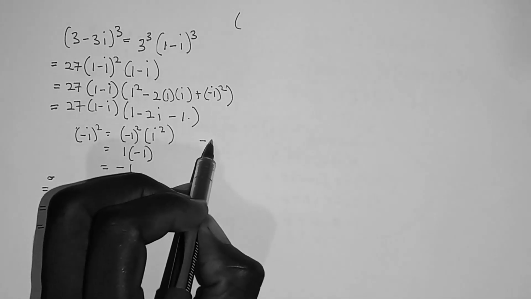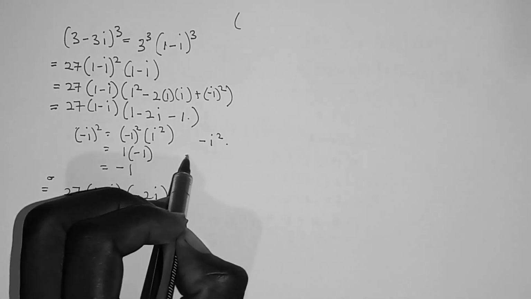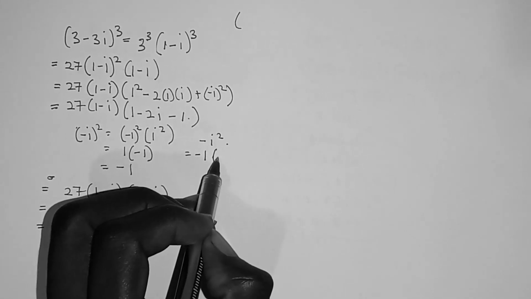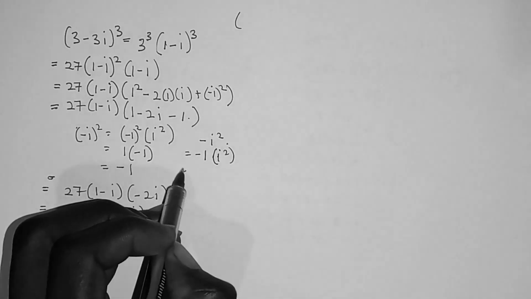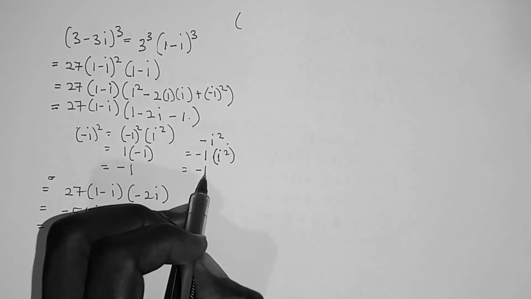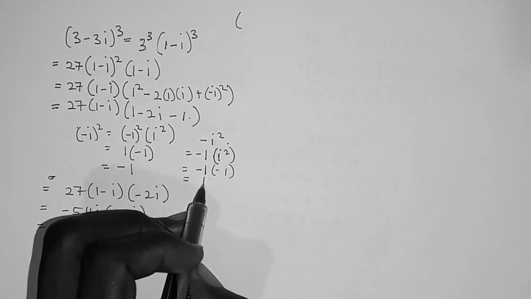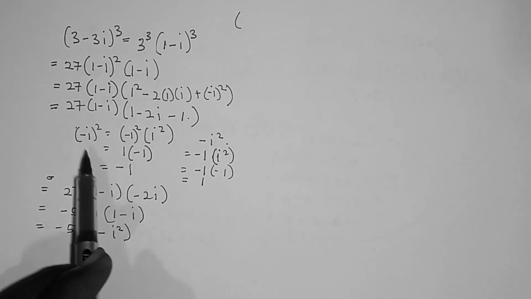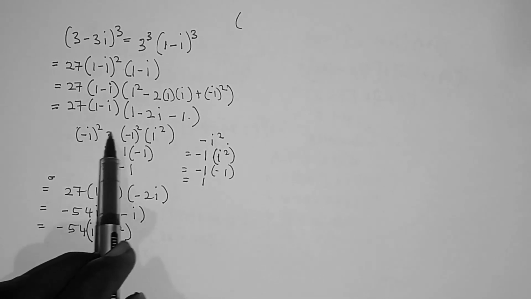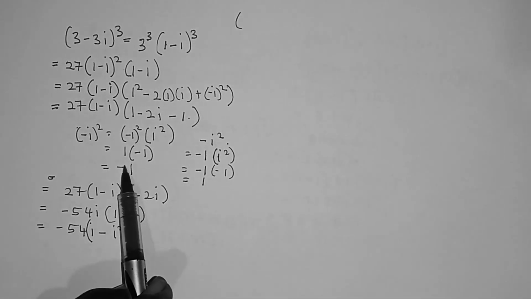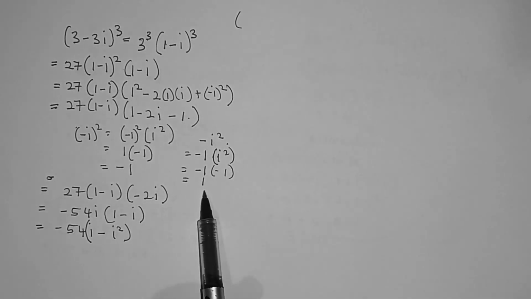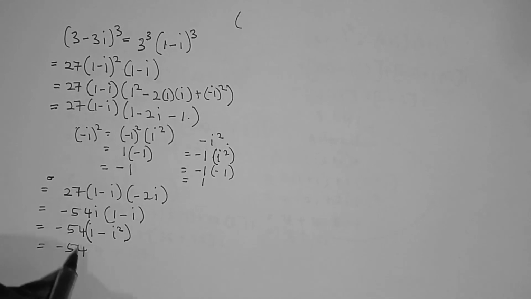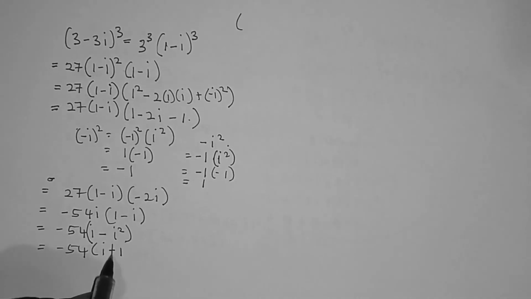Now, what is minus i squared? It is equal to minus 1 times i squared. And we said i squared is minus 1. So this is minus 1 times minus 1, which is equal to 1. So notice the difference. Minus 1 minus i all squared is equal to minus 1. But minus i squared is equal to 1. And therefore, this is equal to minus 54 times i plus 1.